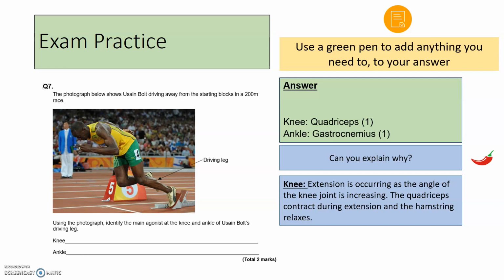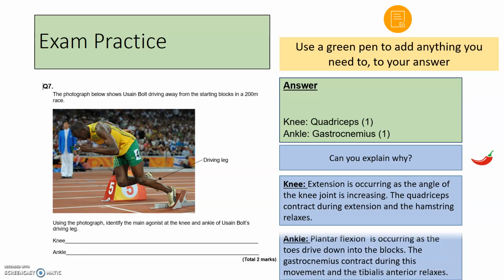That's what's working at the moment, and that'll be what would be working for Usain Bolt there. And ultimately, while that happens, the hamstring, at the back of his thigh, would be relaxing because remember, muscles work in pairs. And then if we think of the ankle joint, what's happening here is during the toes, the foot is pointing and driving down towards the ground. That's where he's trying to get his power from as he bursts out the blocks.